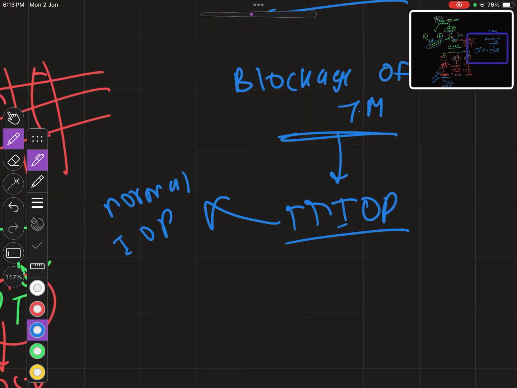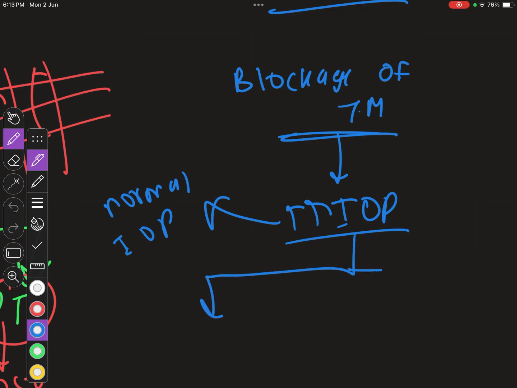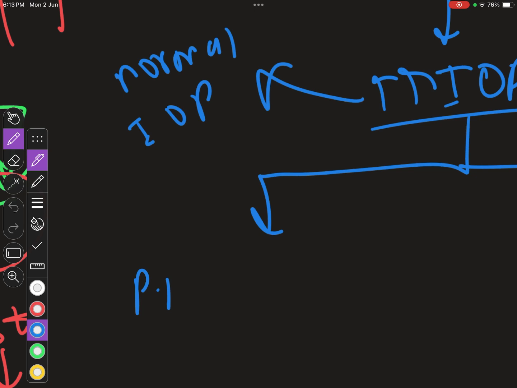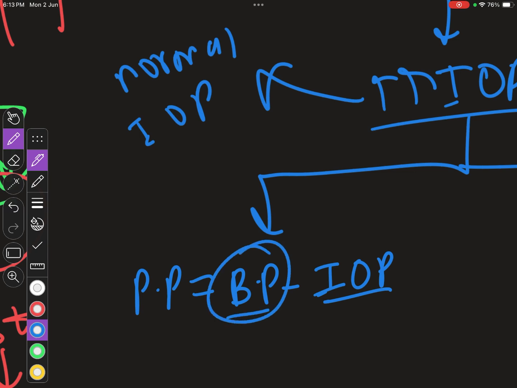So increase in IOP, what does it lead to? There are two effects basically. See, there is a perfusion pressure of the blood vessels in the eye. This is calculated by the blood pressure in those vessels and the IOP which is outside. Now you must be understanding it, this is common sense, that this IOP is compressing the blood vessels from the outside, and this BP is the pressure of the blood in the blood vessels.